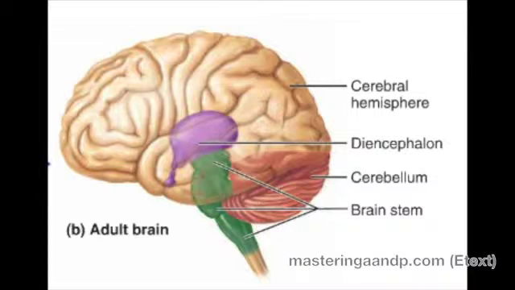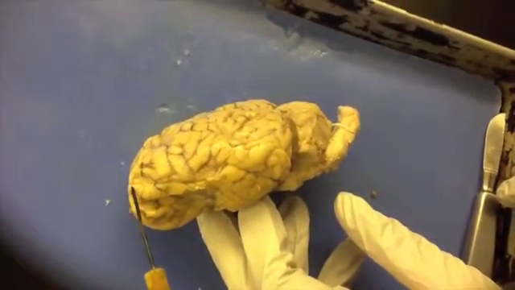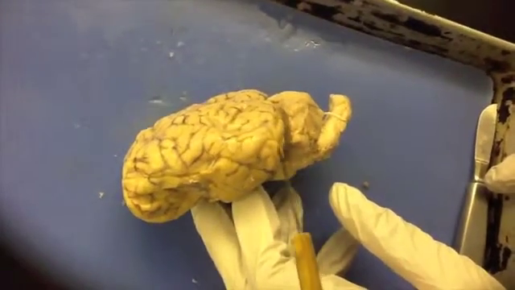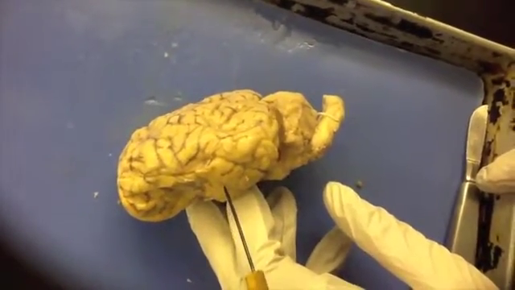The brainstem is indicated by green. It regulates autonomic behaviors such as breathing, blood pressure, etc. The diencephalon, also known as the interbrain, is contained within the cerebral hemisphere and is indicated by the color purple. This is the frontal lobe, this is the parietal lobe, this is the occipital lobe, and this is the temporal lobe.